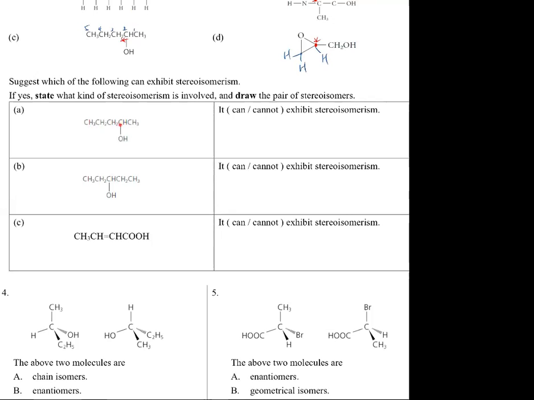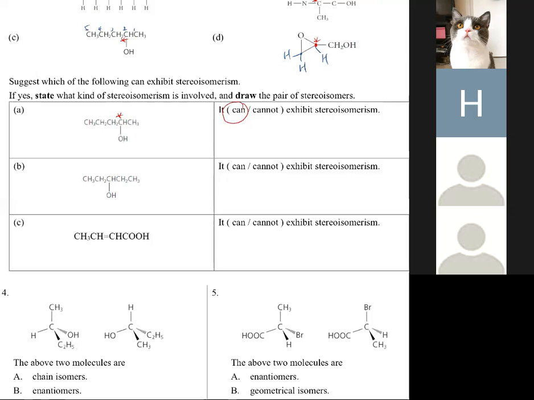Well, this carbon, it first attached to the OH group, and then it attached to this hydrogen group, and then it attached to the methyl group here. And finally, on the left-hand side, it's a propyl group. Okay, so it attached to 4 different groups. So this carbon is said to be the chiral carbon. Okay, so it can exist as stereoisomers.